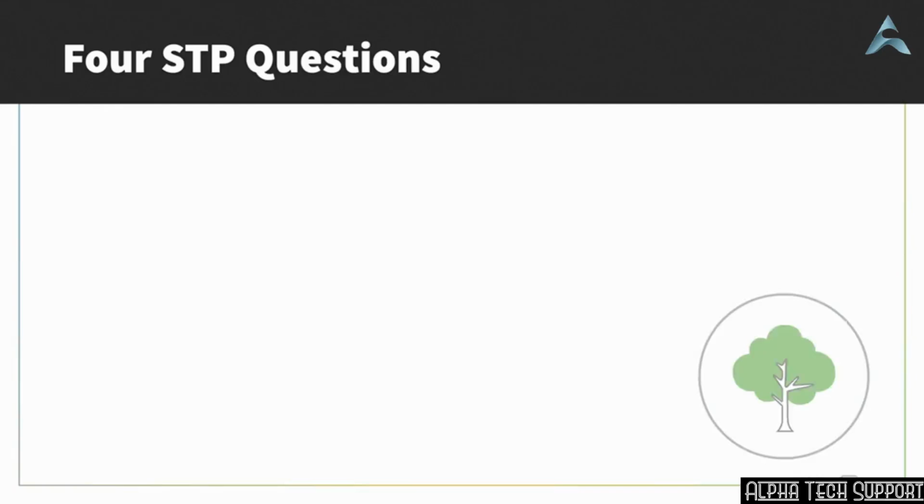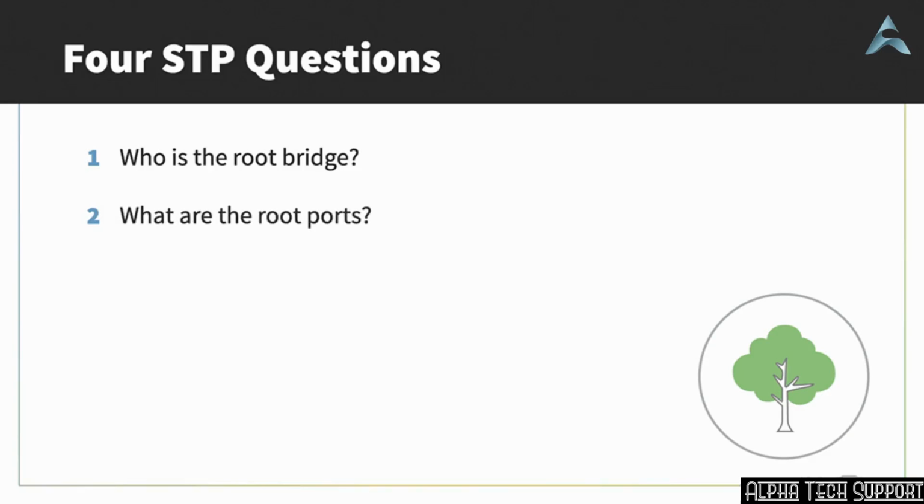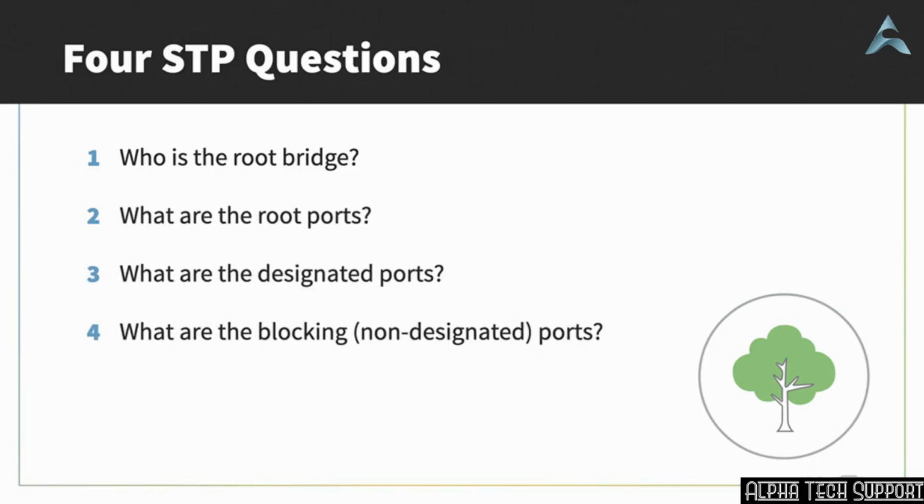Specifically, we have 4 questions that we want to ask as we're analyzing a spanning tree topology. Number 1, who is the root bridge? And we'll define that in a moment. Who are the root ports is question number 2. Thirdly, who are the designated ports? And finally, whoever's left, those are going to be the blocking or the non-designated ports.